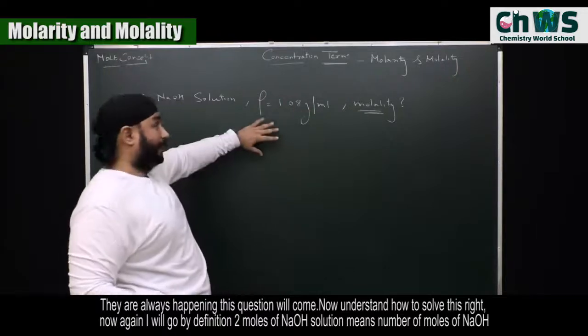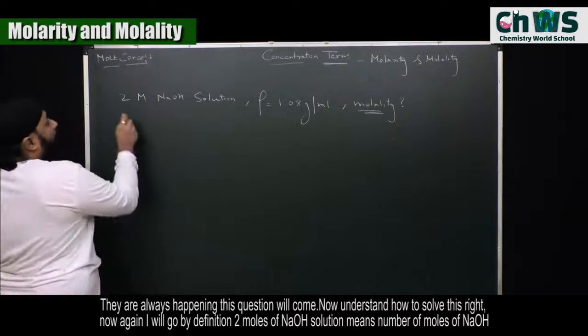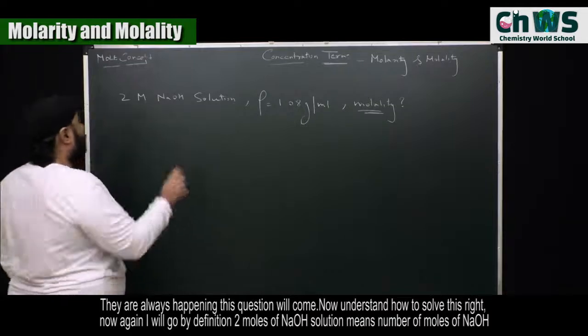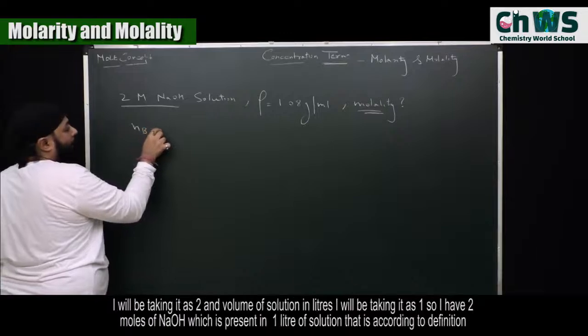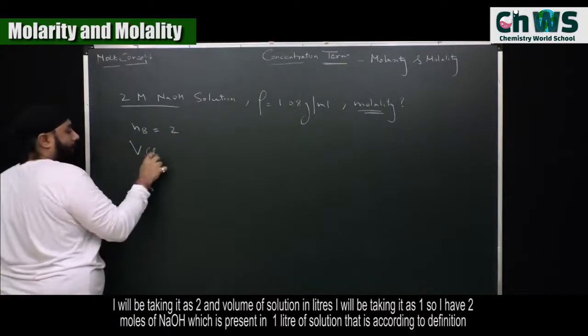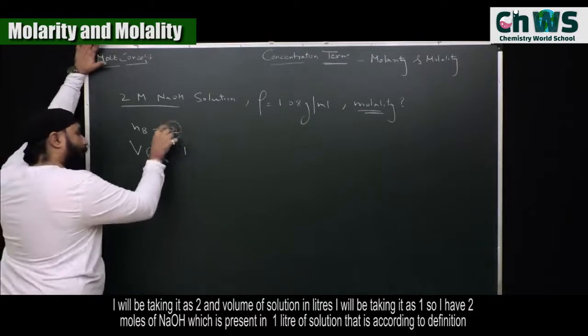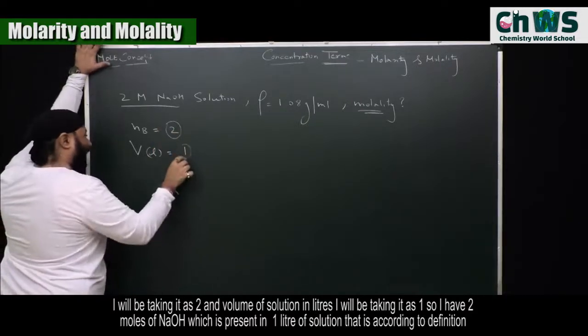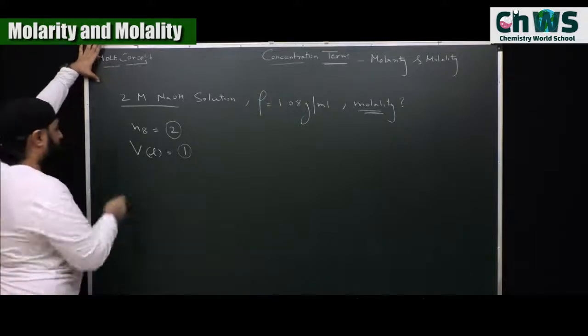You will also witness these questions, right? Now, understand how to solve this. Again, I will go by definition. 2 molar NaOH solution means the number of moles of NaOH I will be taking as 2, where the volume of solution in liters I will be taking as 1. So I have 2 moles of NaOH which is present in 1 liter of solution. That is according to definition, right?